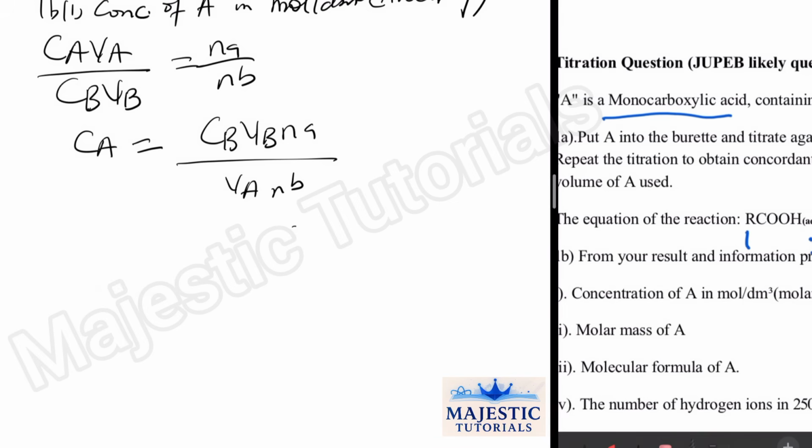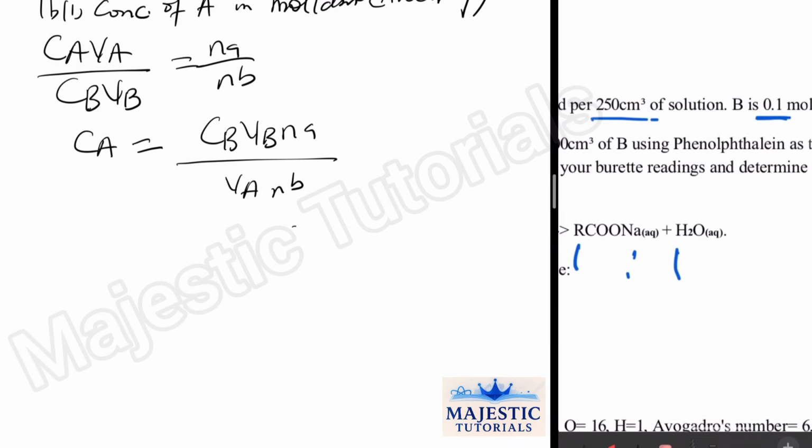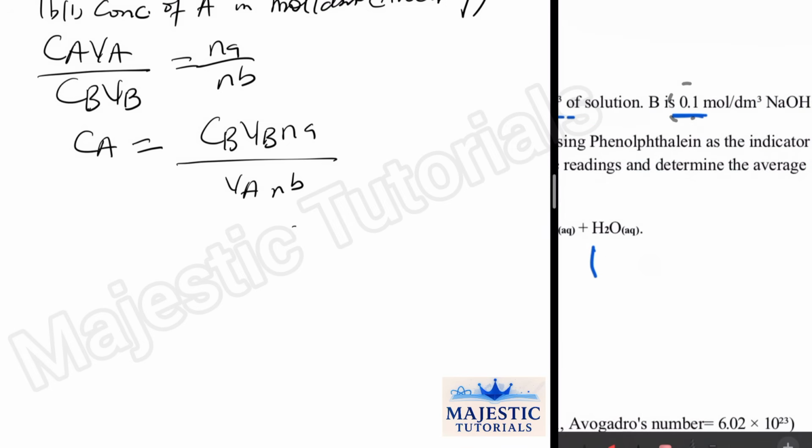So we now move on to substitute values. Our CB has been given in the question. Look at it here. CB, they told us that it is 0.1 mole. That is our CB. Okay, our VB is 25, the volume.